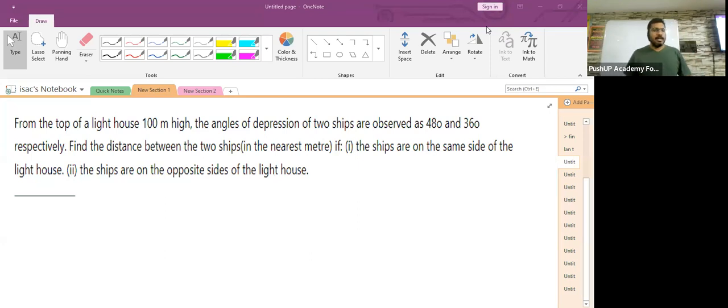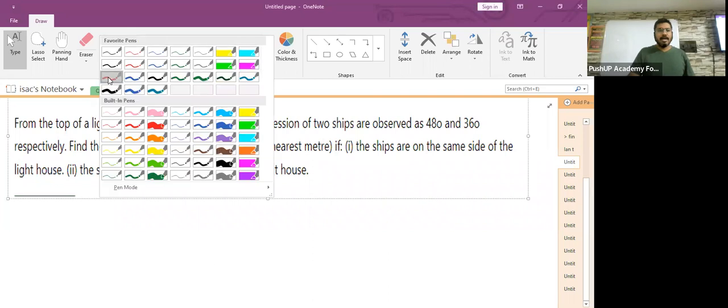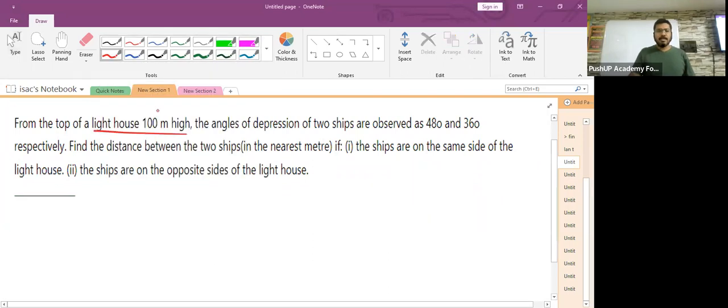From the top of a lighthouse which is 100 meters high. Children, they have given you the height of the lighthouse. How much is it? 100 meters. So let me draw the lighthouse over here. AB. Okay. AB is the lighthouse whose height is 100 meters.